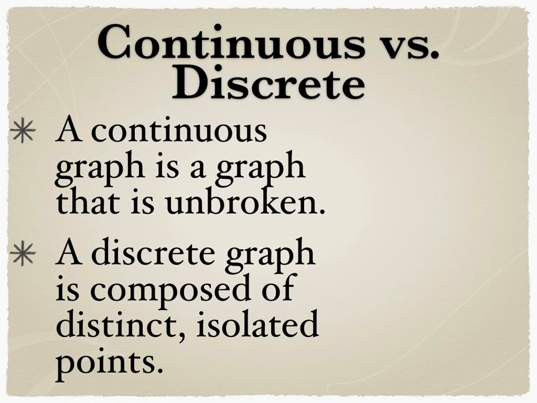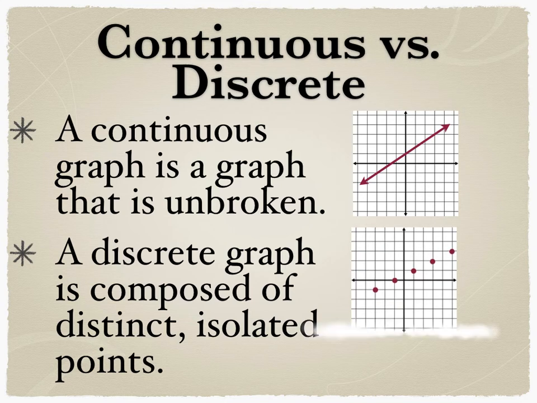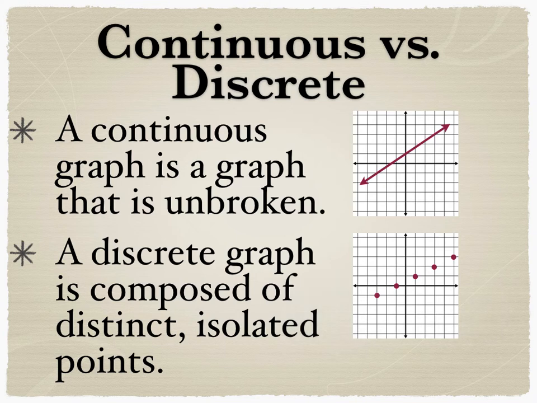The last thing we need to talk about is a continuous versus a discrete graph. A continuous graph is a graph that is unbroken. So this would be an example of a continuous graph, right? It's a solid line. It would keep going on forever and extending, and the whole line, everything is connected. A discrete graph is composed of distinct isolated points. So if you look at this one, notice I have different points on the graph, but they are not connected.